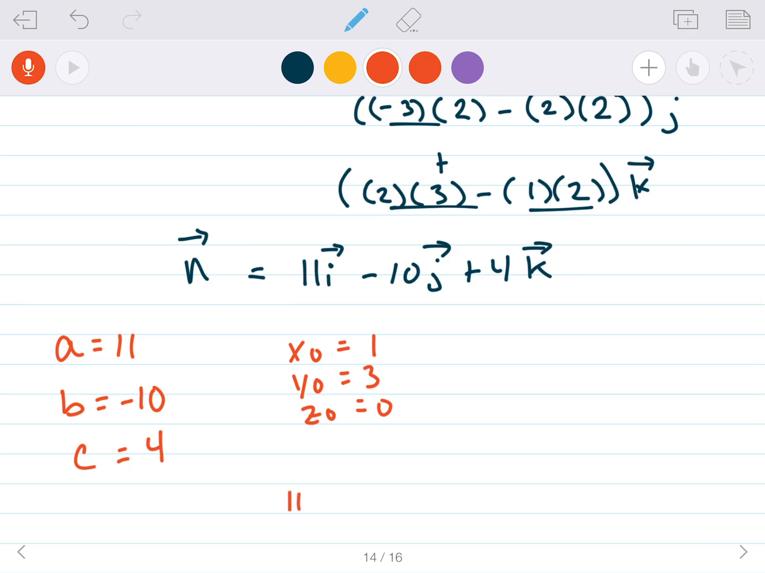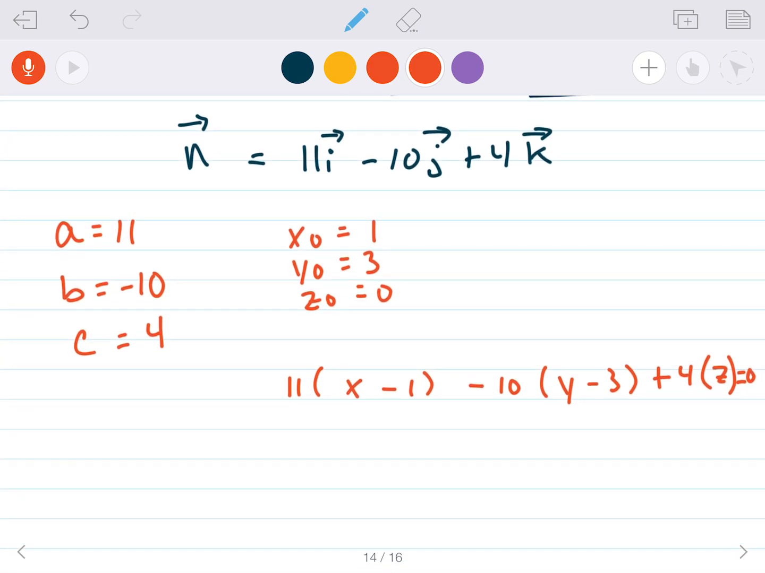So we have A times x minus x naught, plus B, which is just going to be a minus 10, times y minus y naught, plus C times z minus 0, which is just z, equals 0. And so we could clean it up a little bit if we wanted to. Distribute that 11 in there and get 11x minus 11. Distribute the negative 10: negative 10y plus 30 plus 4z is equal to 0.